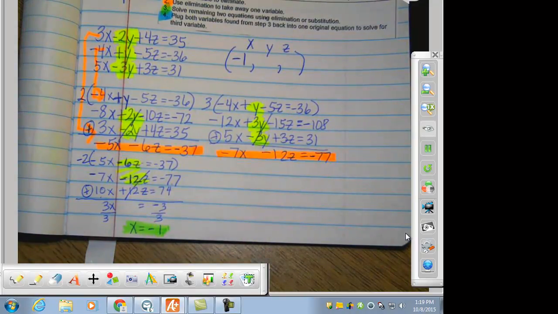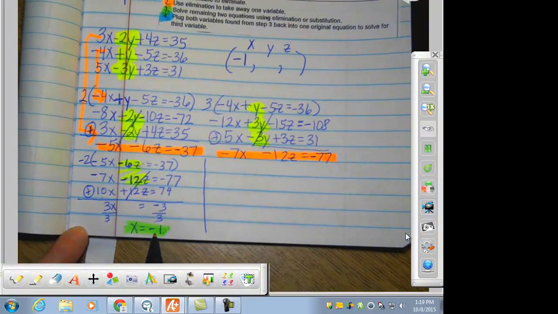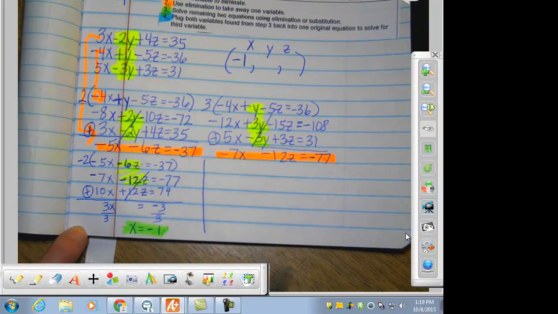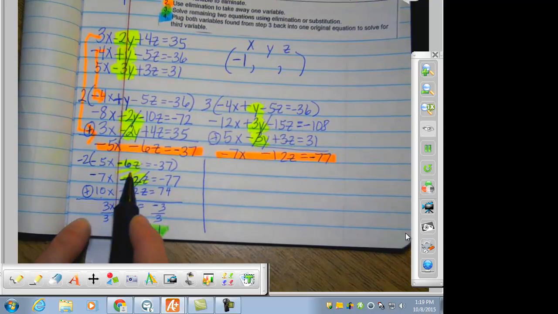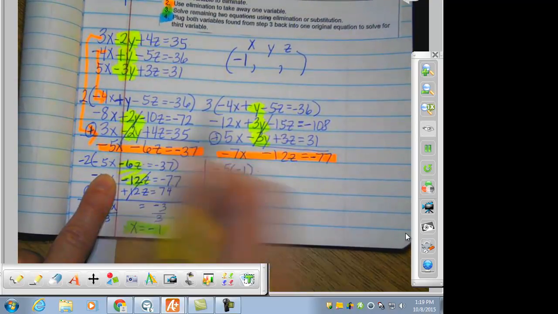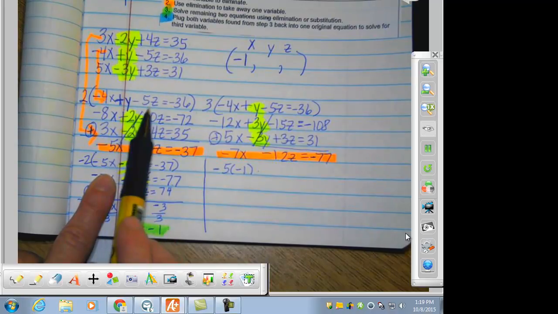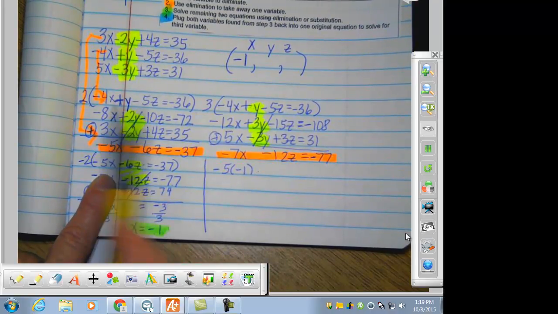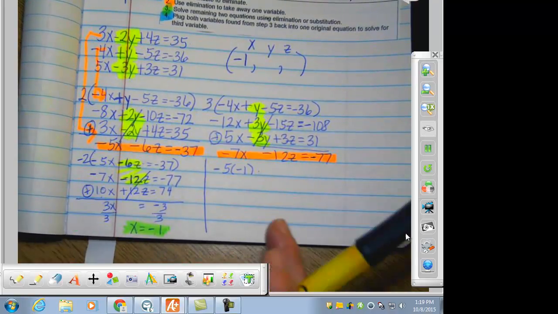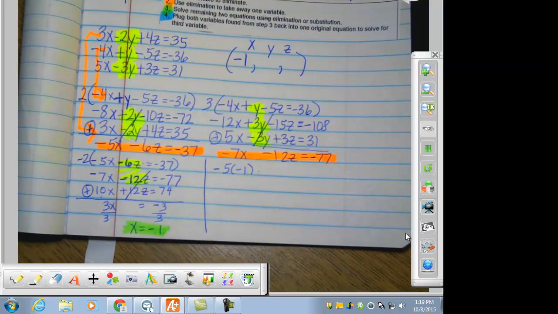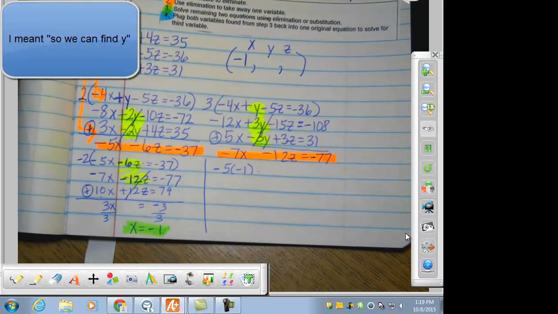Okay, now look at the next one. Got x is equal to negative 1, so I plug negative 1 back into one of the original equations. Doesn't matter which one. I just chose the negative 5x. Because I'm not going to choose one of these up here yet because I don't know what y is. I would still end up with an extra variable. So I eliminated y so that I can find out what x and z are, and then I can plug them in and find z. So we make it shorter.